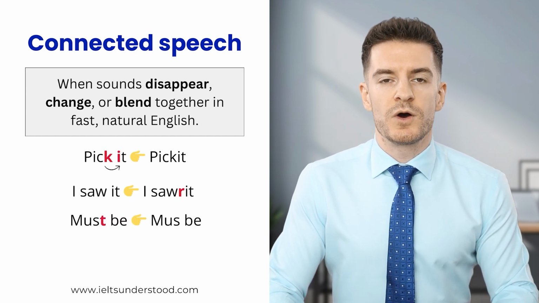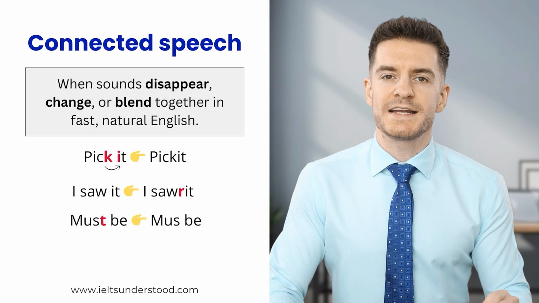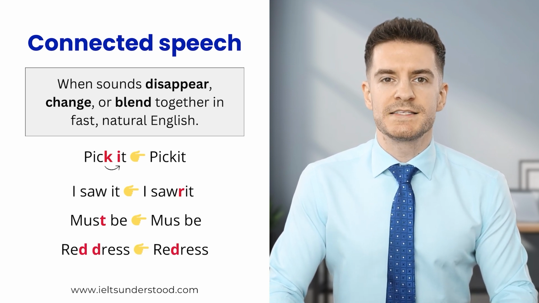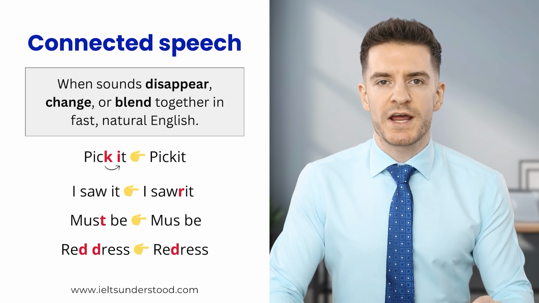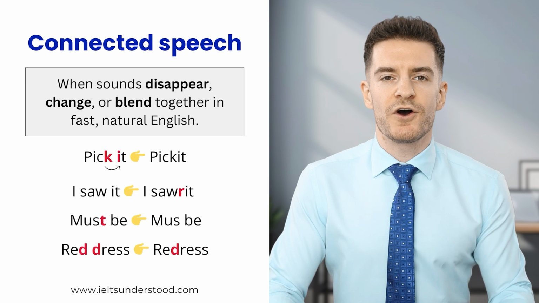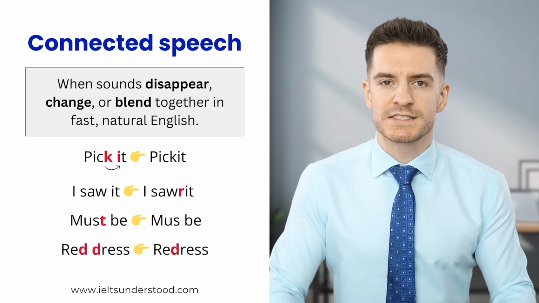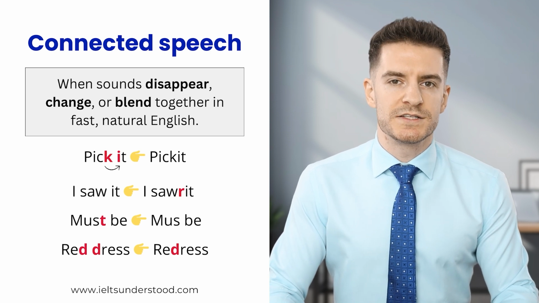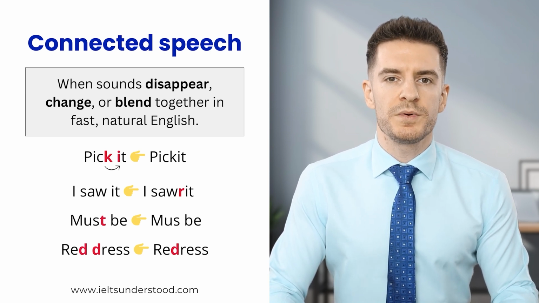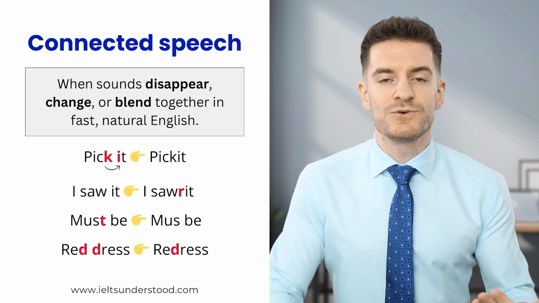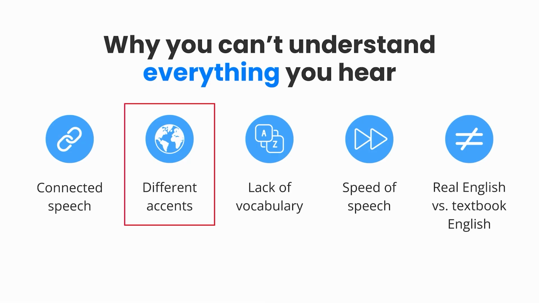Must be. Well, in fast spoken English, we drop that T sound. We say must be. And here's the next one. Red dress. Again, we drop a sound here. There are 2 Ds, but we only say one. We say red dress, not red dress. So make sure you learn connected speech. It's not only going to help improve your listening skills, but it's also going to help to improve your speaking skills as well.